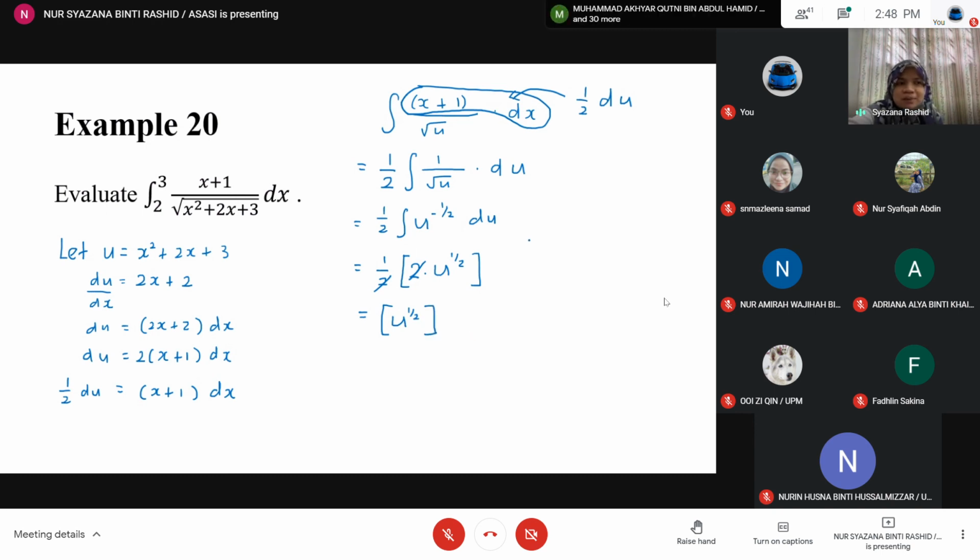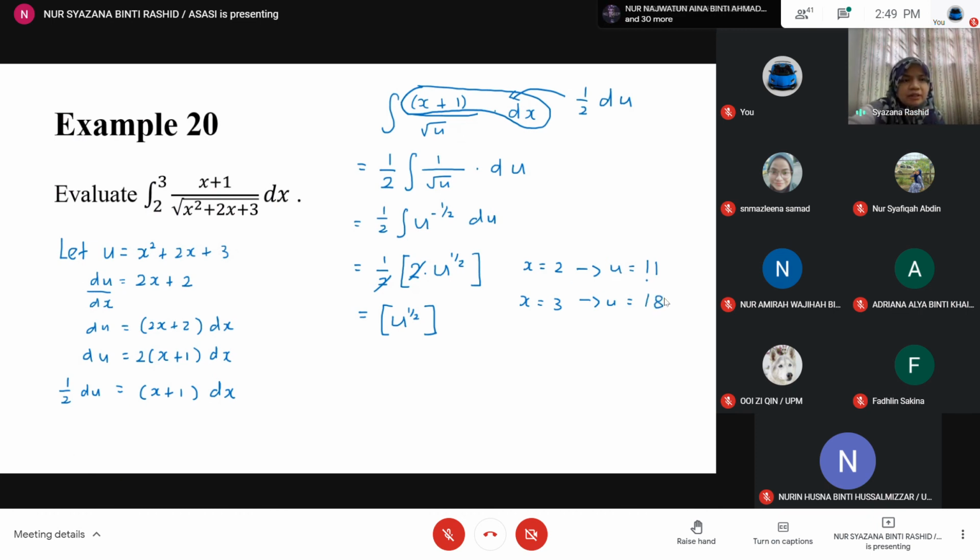Don't forget to change the limit. You cannot use, okay, let's say kalau guna method 1, you cannot use 2, 3. You cannot use 2, 3. Change it into u. Okay, so substitute 2 here. 4 plus 3 is 11. Then substitute 3. Substitute 3 here. 9 plus 6 plus 3, 18.